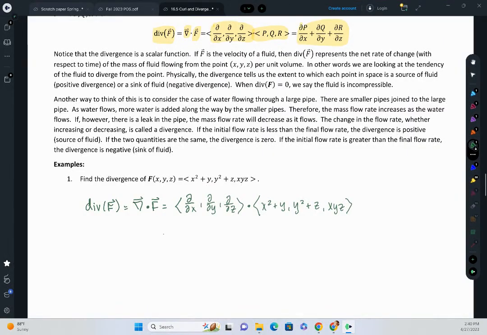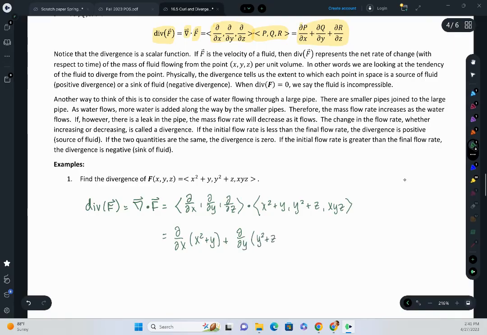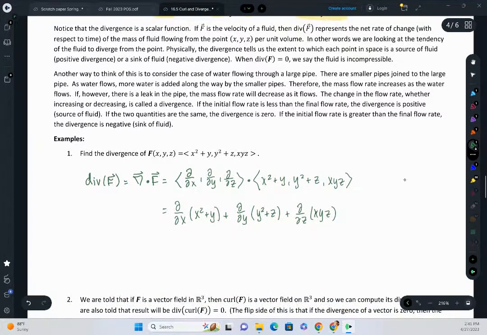Now we compute the dot product. So we take ∂/∂x of the first component, x squared plus y, plus ∂/∂y of y squared plus z, plus ∂/∂z of xyz. And then we go ahead and take those derivatives. We end up with 2x in the first one, plus ∂/∂y of y squared plus z is 2y, plus ∂/∂z of xyz is xy.